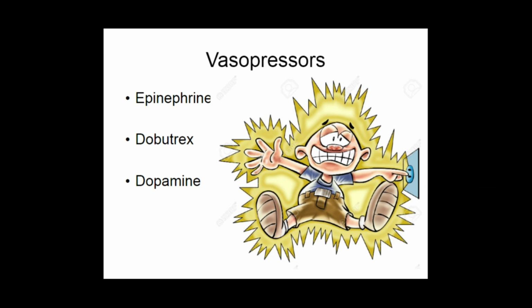So those medications that we use during a shock situation are called vasopressors. The examples are epinephrine, Dobutrex, and dopamine. These actually contract blood vessels. So they do the opposite of vasodilators. Instead of dilating, they make the blood vessels smaller so that it increases blood pressure. So that makes sense that we give these medications when the patient's blood pressure is extremely low, which happens often in critical illness.